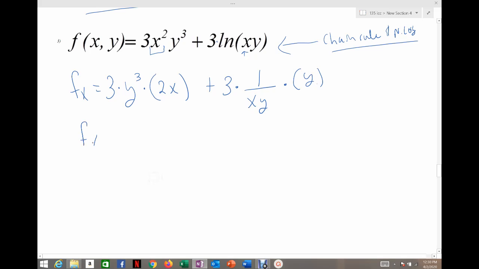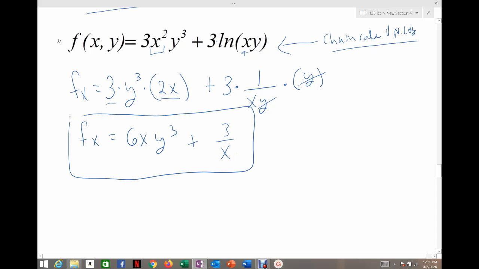Alright, I am going to clean this up. I'll multiply my 2x times my 3 to get 6x y cubed, plus this y reduces with that y. Then I'm going to rewrite this as a fraction. 3 times 1 is just 3 over x, and so there's the derivative of that function with respect to x.